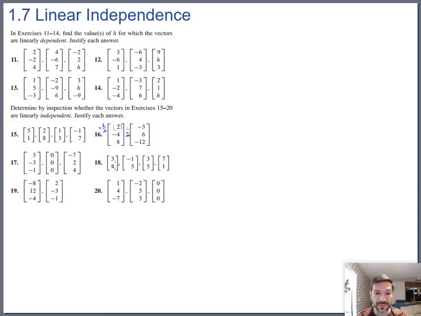For 18, two-dimensional vectors, there's 4 of them, automatically dependent. And for 20, it's 3 vectors in 3 dimensions, so not automatically dependent there, but the 0 vector is present. So there's automatic dependence. I can say 0 of that vector plus 0 of that vector equals that vector, and that's dependence.